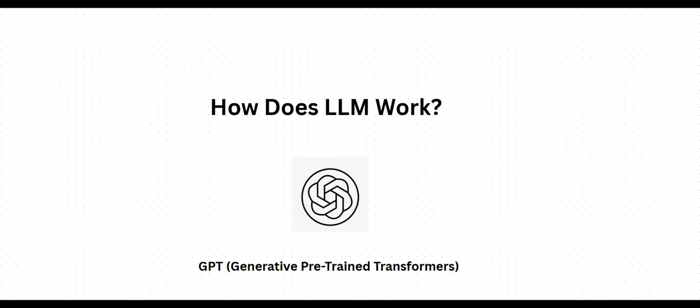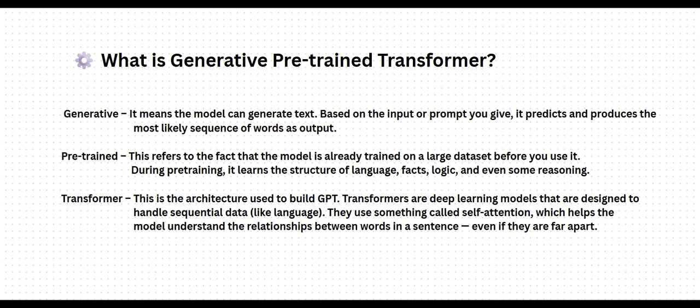So now let's understand how LLMs actually work in the background. To explain this better, we will take the example of the most widely used LLM, ChatGPT, which is based on GPT. GPT stands for Generative Pre-trained Transformer. Let's break this down into simple parts. Number one, generative. This means the model can generate text based on the input or the prompt that we give. It predicts and produces the most likely sequence of words as output.